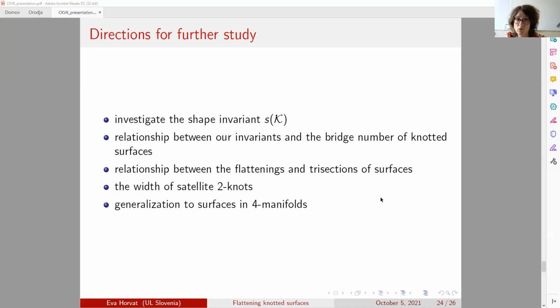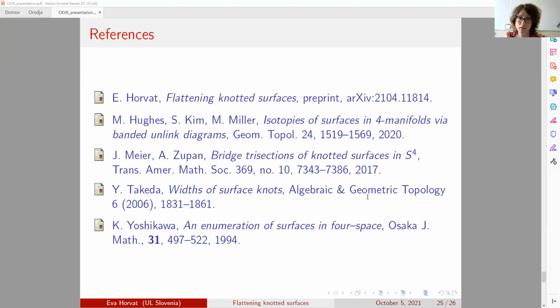And of course, this construction could also be generalized to the surfaces in any closed 4-manifolds, and it might be interesting to see some new insight obtained by the perspective of flattenings. Okay, and these are just some of the references I used.